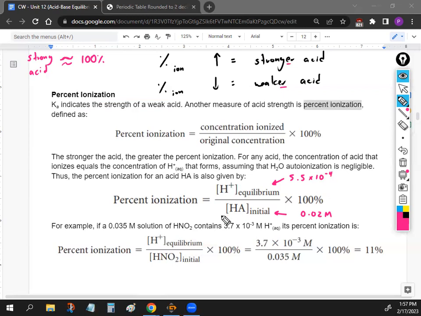Basically, if we want to find the percent ionization of an acid, all we need to do is divide how much H plus it makes at equilibrium by how much it could have made. So potentially we could make 0.02 if it was 100% ionization. But since weak acids don't dissociate completely, we have to use what is actually produced at equilibrium. So take about 30 seconds to calculate the percent ionization of niacin in 12.29.